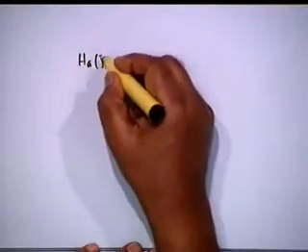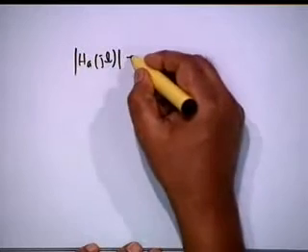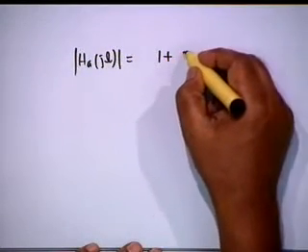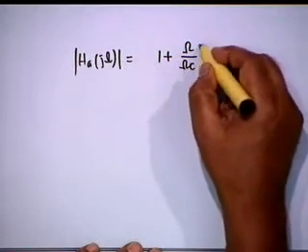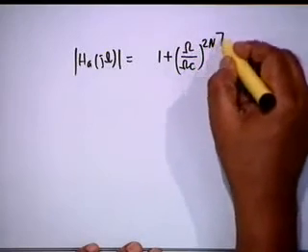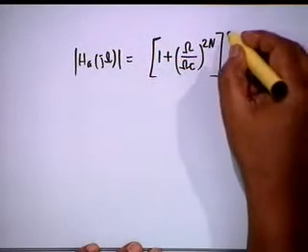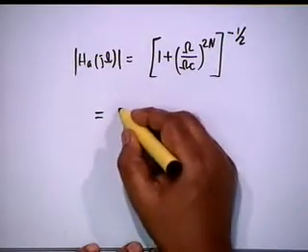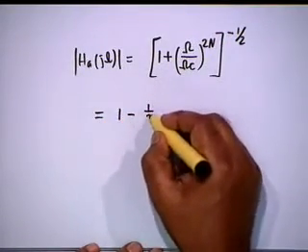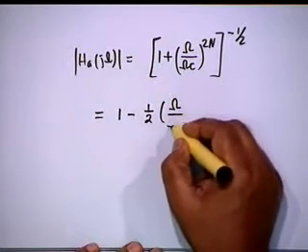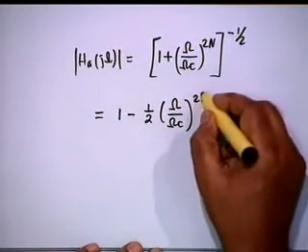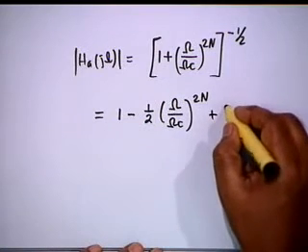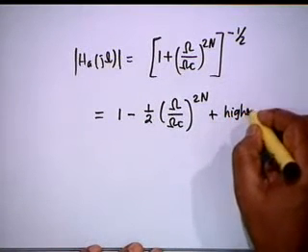You also notice that this monotonicity, H a of j omega magnitude, can be written as 1 plus omega by omega c to the power 2n, raised to the power minus half. And if you expand this, then you get 1 minus half omega by omega c to the power 2n plus higher powers.